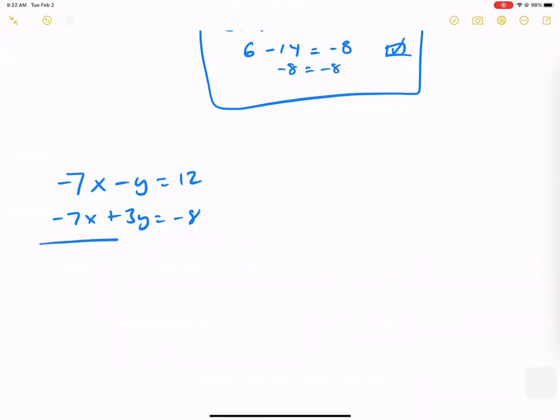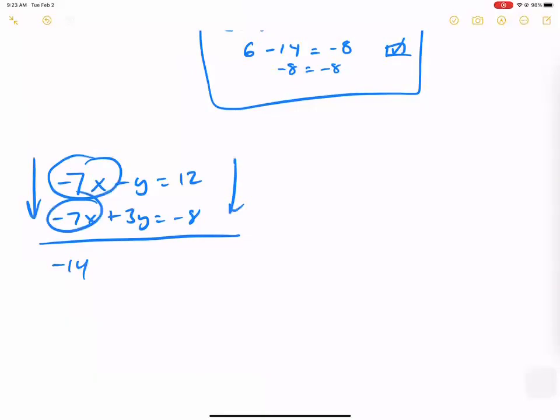Now, if I just say go ahead and add downward here, does negative 7 and negative 7 cancel out? Negative 7 and negative 7 become negative 14. Ah, darn it. But it was so close. It was so darn close.